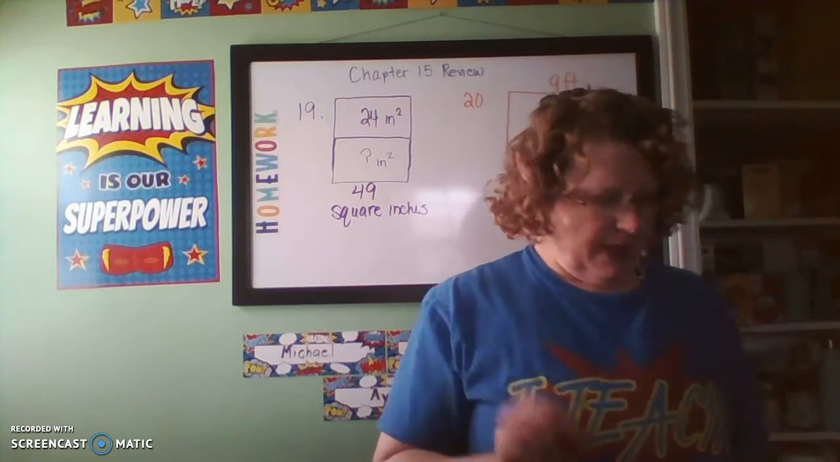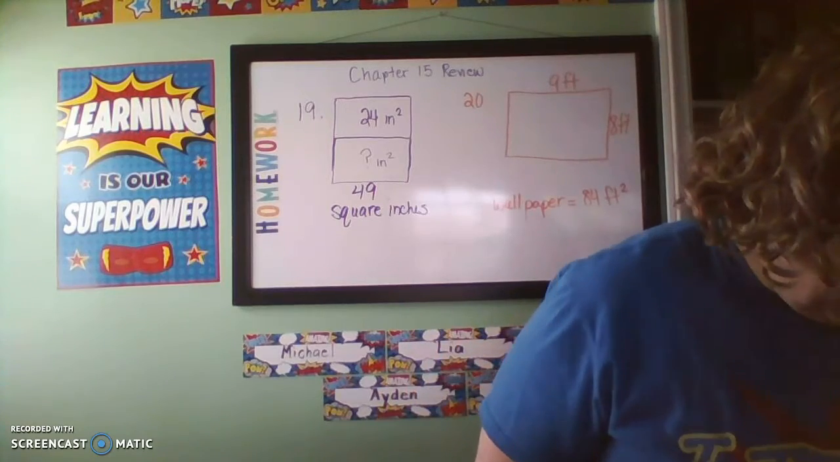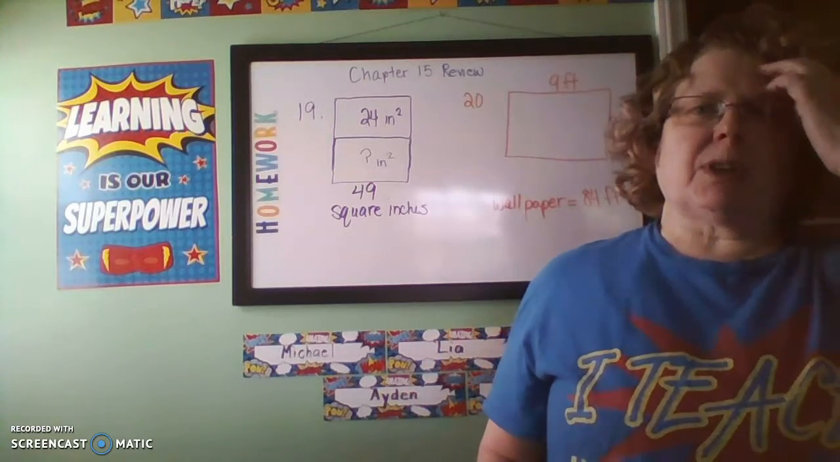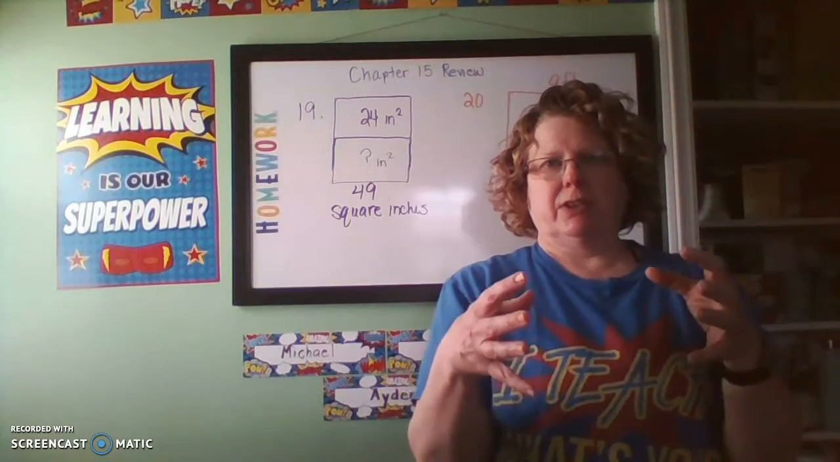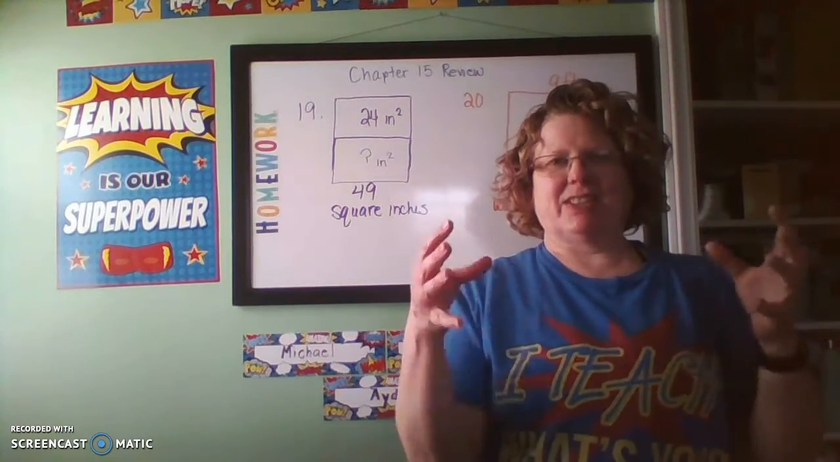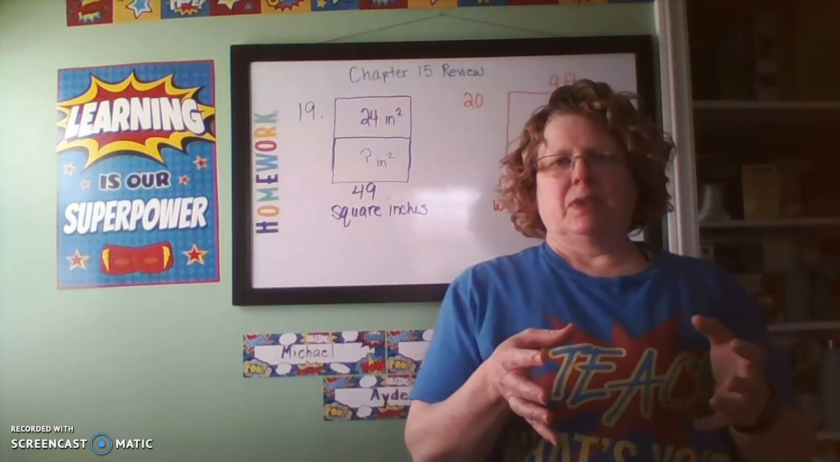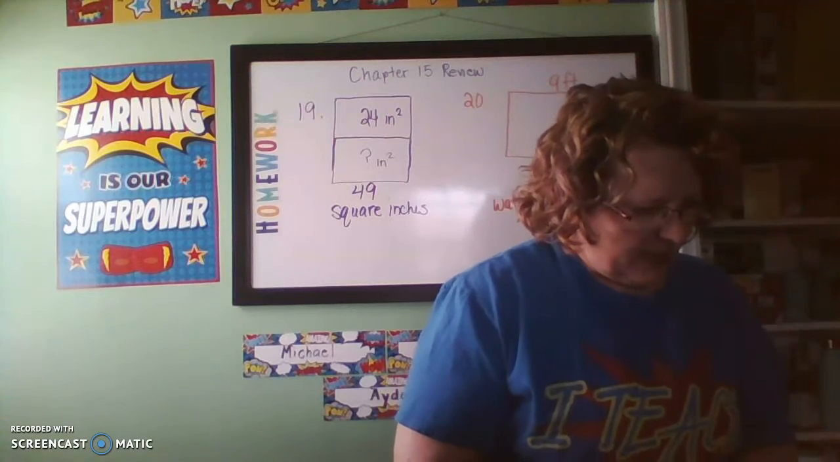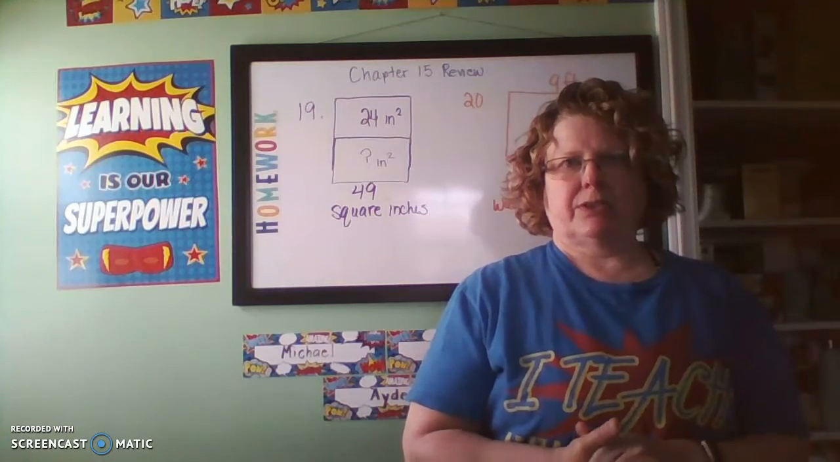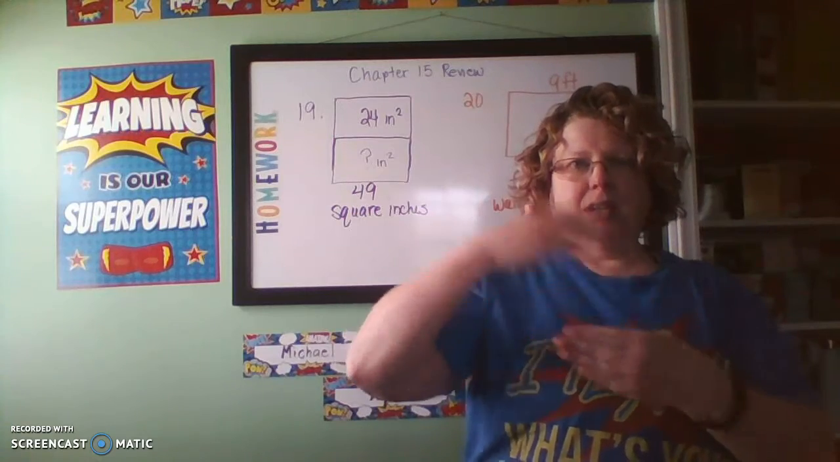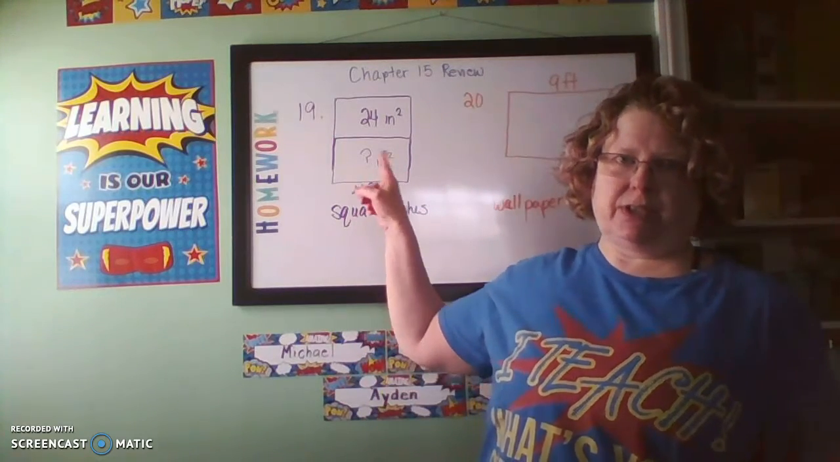Okay, so number 19 says a composite shape. So remember, composite means putting things together. If we're making a composite shape, we're putting 2 other shapes together. So a composite shape is made of two rectangles that don't overlap. So that means they're edge to edge. I've drawn a picture of two rectangles that don't overlap.